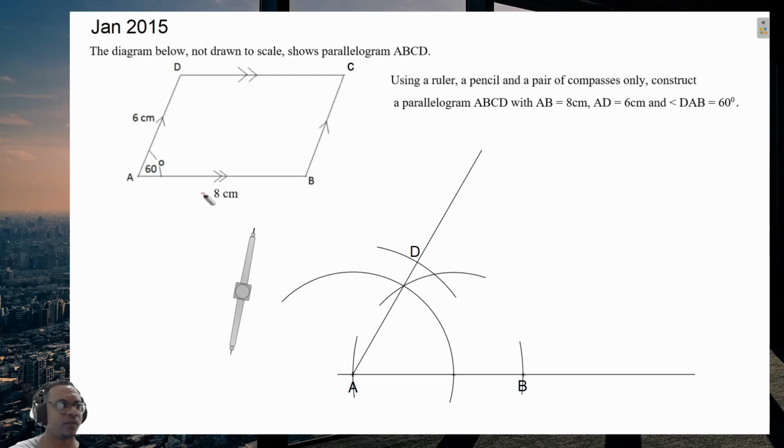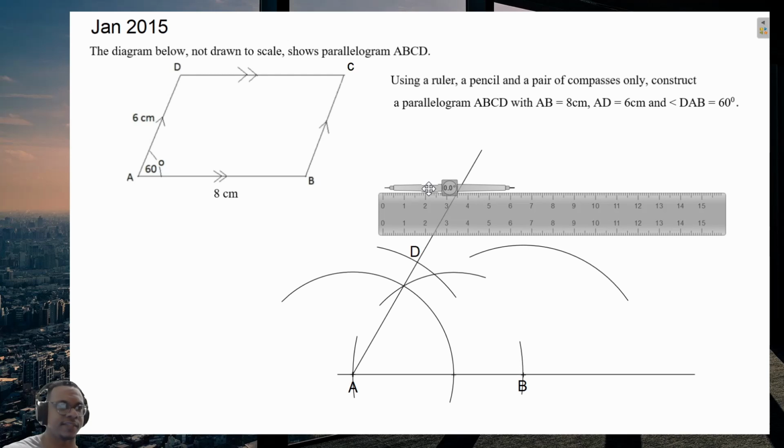Now a parallelogram has parallel sides. So this line segment AB has the same length as this line segment D to C, and they are parallel. And this line segment AD has the same length as this line segment BC. So since BC has the same length as AD, we'll place the compass point at B, open out to 6 centimeters and make an arc.